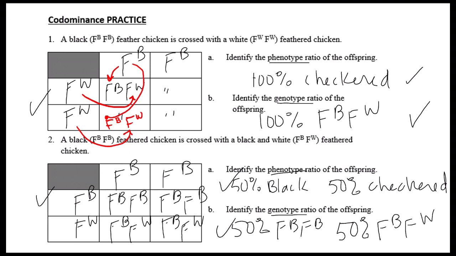So parent 1 is here, parent 2 is here. So one is homozygous, one is the checkered. So if we look here, we've got two FB/FB offspring and two FB/FW checkered offspring. So if it helps, you can do either genotype or phenotype first. I prefer doing genotype, but 50% will be black, 50% will be checkered. Genotypically, 50% will be FB/FB, 50% will be FB/FW.